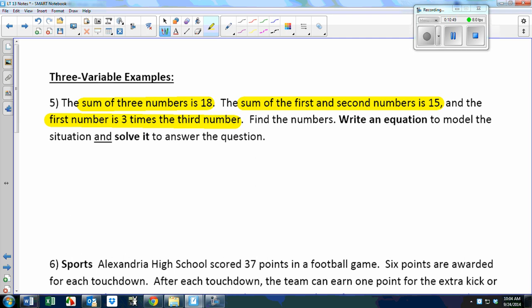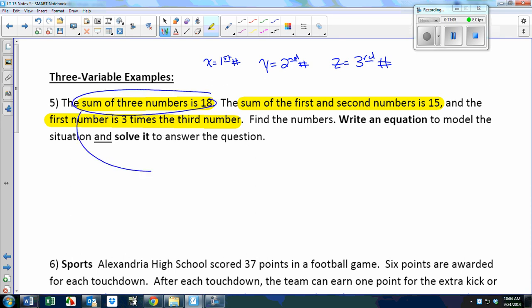All right, so we're going to call the first number x, the second number y, and the third number z. So dealing with the first sentence, what would the equation look like? Well, the word sum just means add them up, right? Sum means add them up. So if you're adding all 3 of them, x plus y plus z should equal 18.